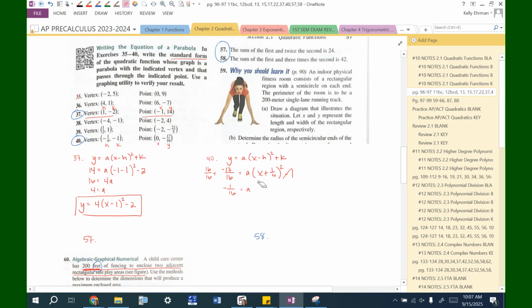Oops, I forgot to put the x in. Sorry. X is 0. Equals a times 1/4 squared, 1/16. Okay, times 16 over 1. So this is negative 1 is equal to a. And then my equation is y equals negative x plus 1/4 squared minus 1.